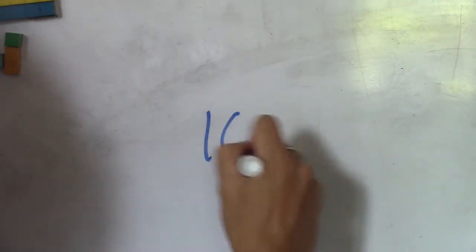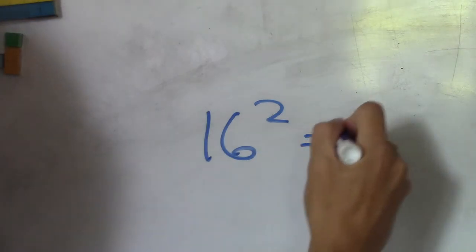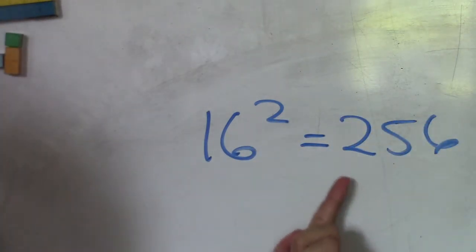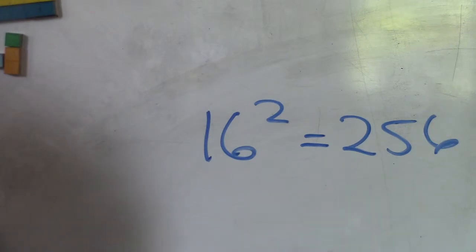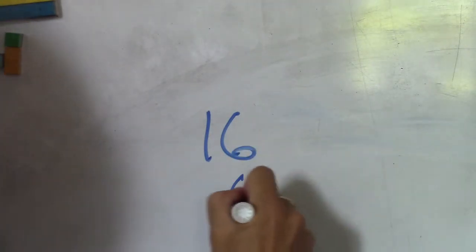16 and 6. How about 16 squared? What's 16 squared? 16 squared is 256. That's a number you should know, right? Those are actually computer numbers, right? Yep. Hexadecimal.